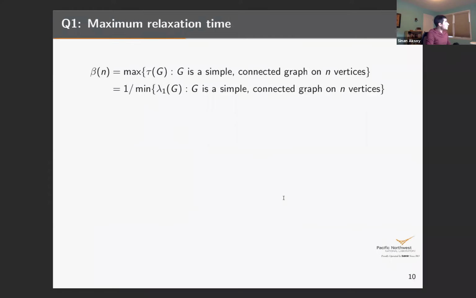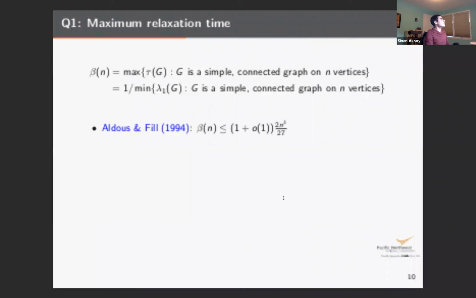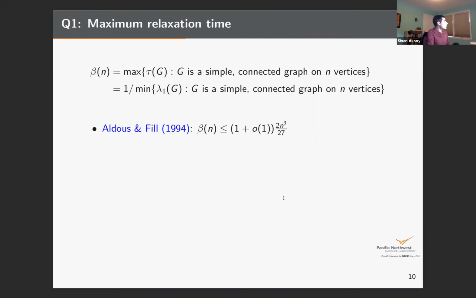So again, our first problem here is going to be looking at this beta of n. What's the maximum of this relaxation time over all simple connected n-vertex graphs, which, as I mentioned, we can also think of in terms of the minimum of this lambda 1. There was some prior work on this question by Aldous and Fill in the very large manuscript they have on random walks on graphs. Namely, they prove that beta of n is upper bounded by 2/27 n cubed.